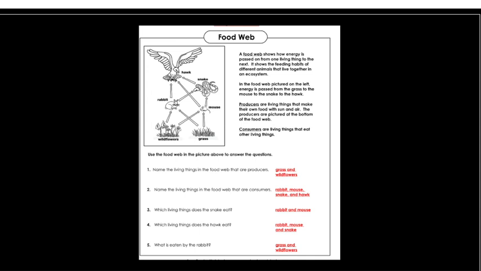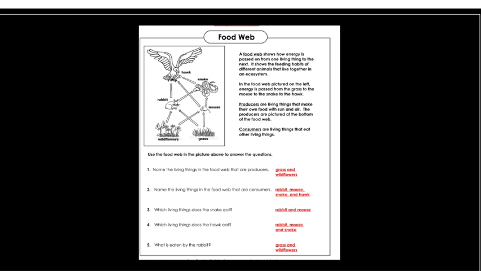Number two, name the living things in the food web that are consumers. We look at the food web. Remember, the arrow shows how energy is flowing from one organism to the next. So we know that producers are at the beginning of the food chain. Next on the food web, you have the rabbit, the mouse, the snake, and the hawk. They are the consumers because they have to get their energy from eating other things.